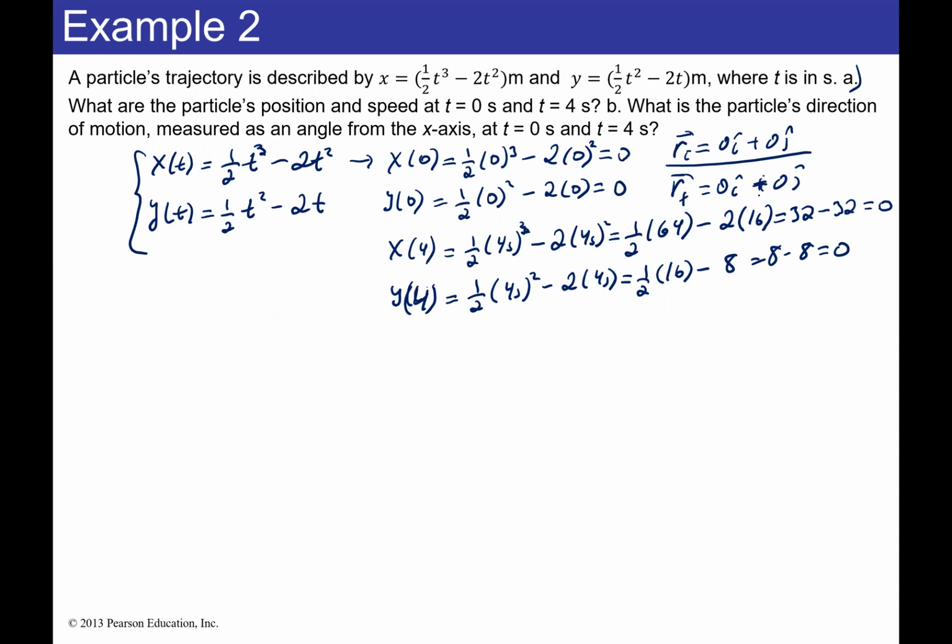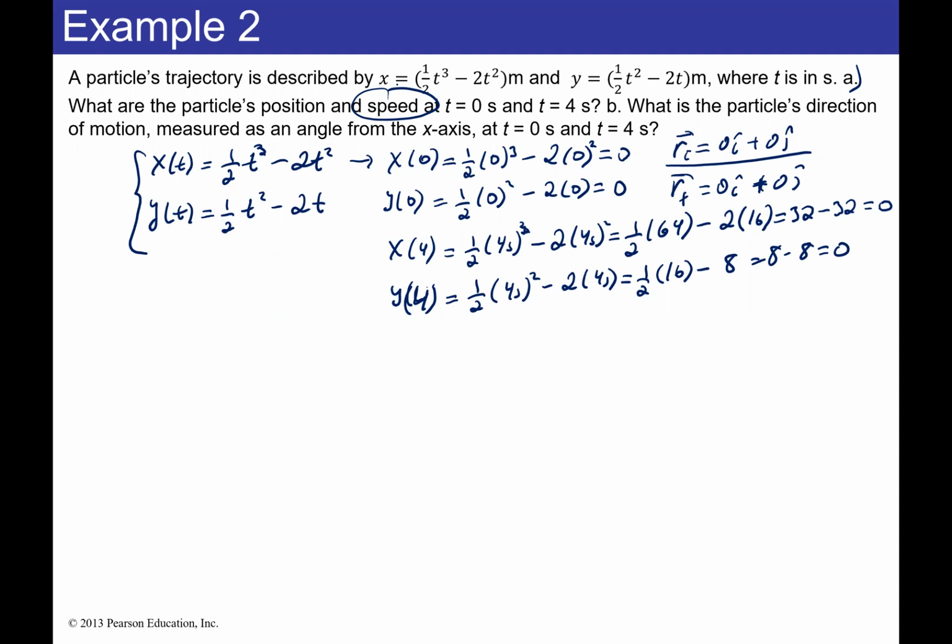Now the question is, does it mean the object never moved? So technically from here, we're not going to be able to say anything. To find that, we need to look at the speed at those times. And then we can figure out if it was moving or at rest for the entire 4 seconds.